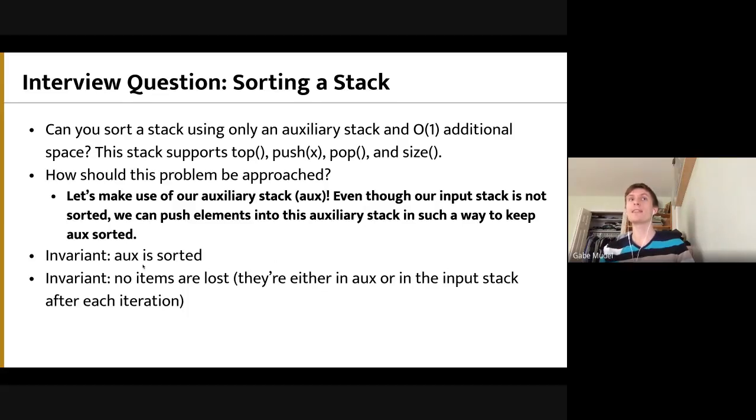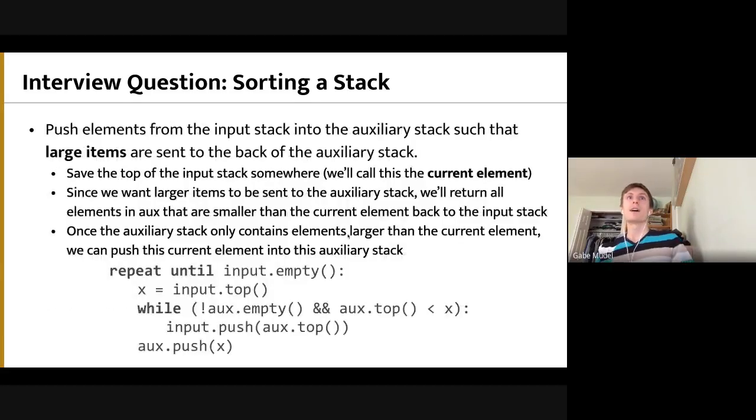We want to maintain this invariant on our auxiliary stack, that it's always going to be sorted, right? If it's always sorted and we just move stuff onto it, then by the time we move everything onto it, all the elements are going to be sorted, which is perfect. That's what we want. And also, we don't want to lose any items. If we have elements 1 through 5, we don't want to just magically get rid of a 3, because then we're not going to get the right answer.